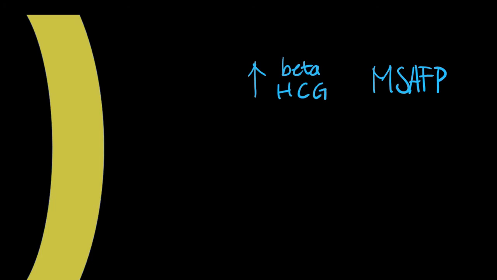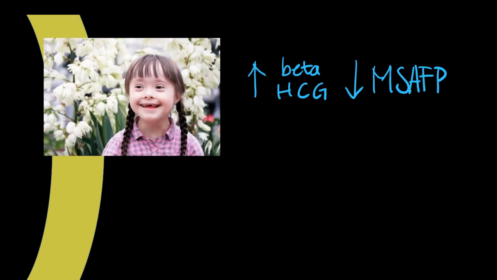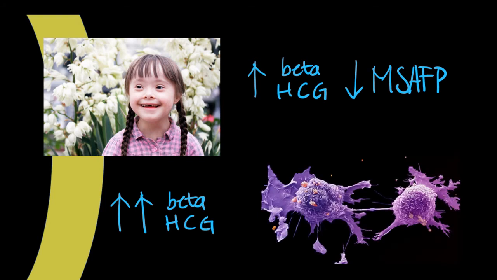A high beta-HCG serum and low MSAFP level would suggest the possibility of Down syndrome. A very high beta-HCG level suggests molar pregnancy and choriocarcinoma, or in other words, cancer.